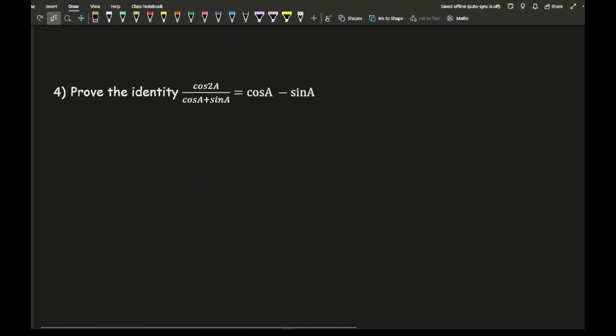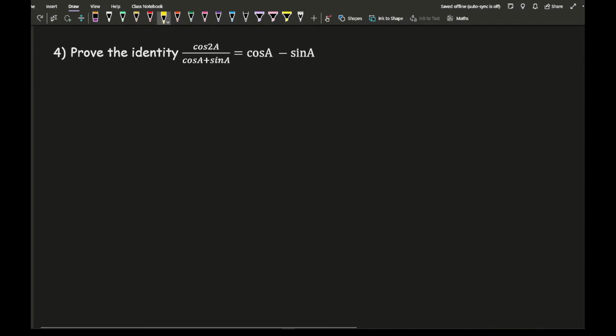Here we're moving on to trig identities. We're going to prove the identity that cos 2A over cos A plus sine A equals cos A minus sine A. Again, what we want to do is pick one side. I'm going to take the left hand side: cos 2A over cos A plus sine A. I'm going to use a trig identity for the top, because there's not much I can do with the bottom, but there is certainly something I can do with the top.